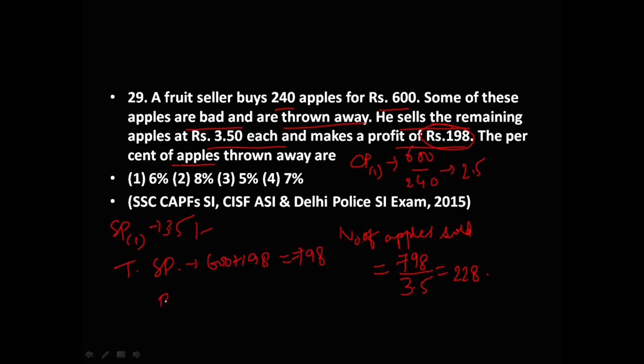So how many bad apples are there? 240 were the total and 228 were sold. So bad apples were 12. Only 12. Now the percentage of bad apples is equal to 12 upon 240 into 100. How much is it? It's 5%. So 5% will be the answer. Clear? Next one.